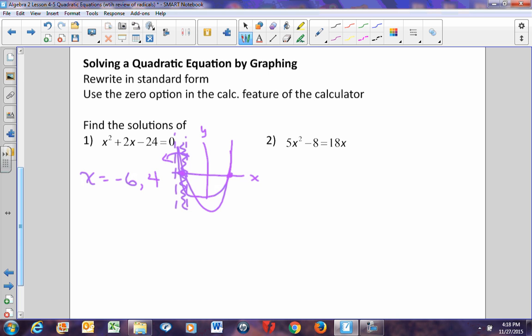As soon as the place where the graph crosses the x-axis is between those, hit enter, and it's going to give you what the 0 is. It shows you right there. It'll put a black dot on the 0 and it'll say -6, 0.